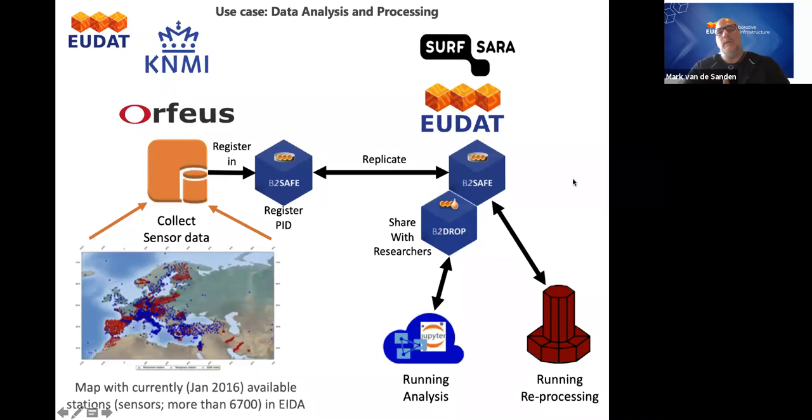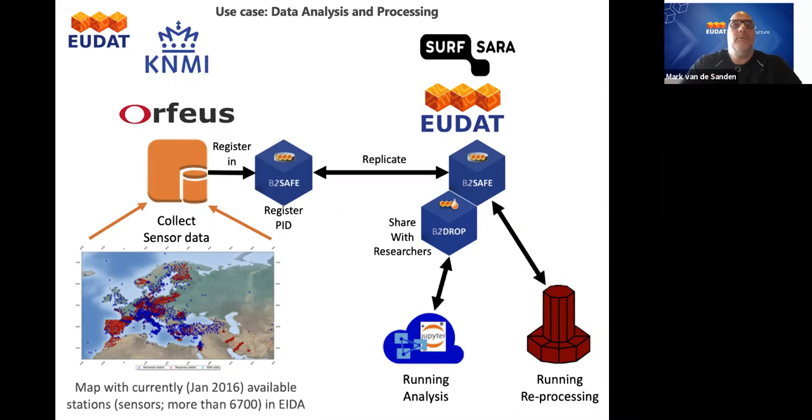And this is a more detailed diagram of how the work is being done at my own site, where the data is being collected from the sensors in the Orpheus database. What we have done is connect the Orpheus database to a BetaSafe instance, where the data is made available, and where persistent identifiers are also automatically generated for the data being ingested. The data is then replicated to EUDAT on the basis of policies, so that it is done automatically, not once but continuously.